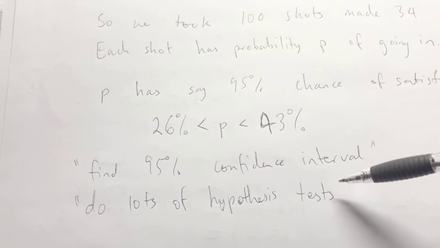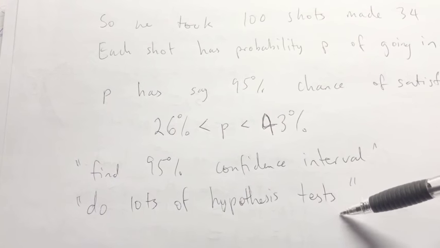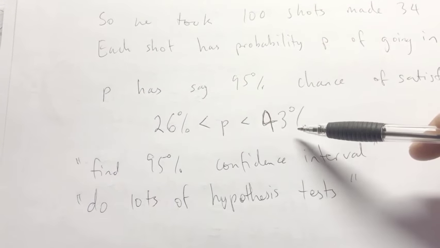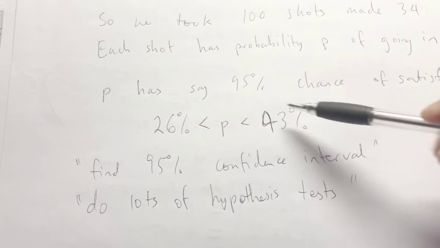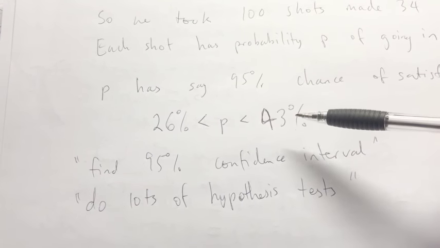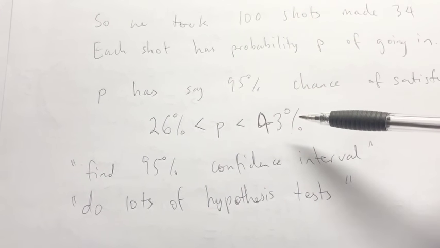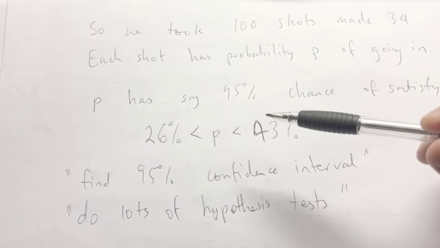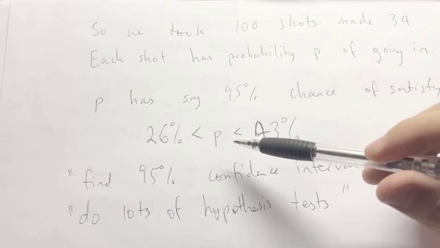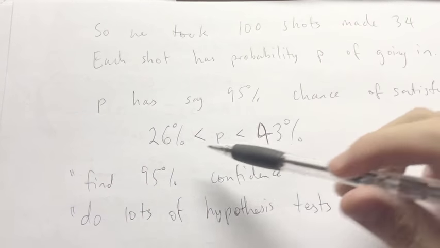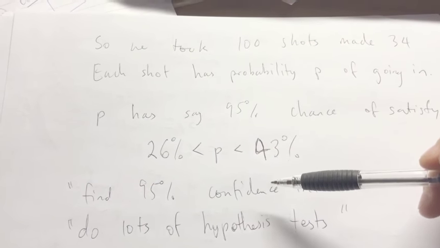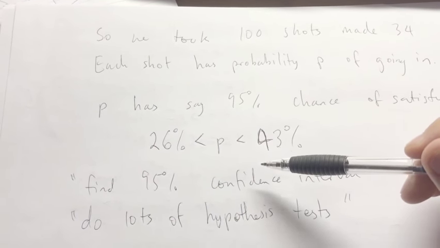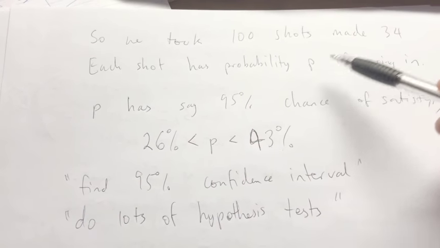And I did hypothesis tests with 95%. So the conclusion for this, it could be maybe only 90% chance of it satisfying, but whatever it is, 90% will be good enough. So there's a 90% chance that your actual shooting percentage is between 43 and 26. So that's way different than saying there's 100% chance that your shooting percentage is 34.